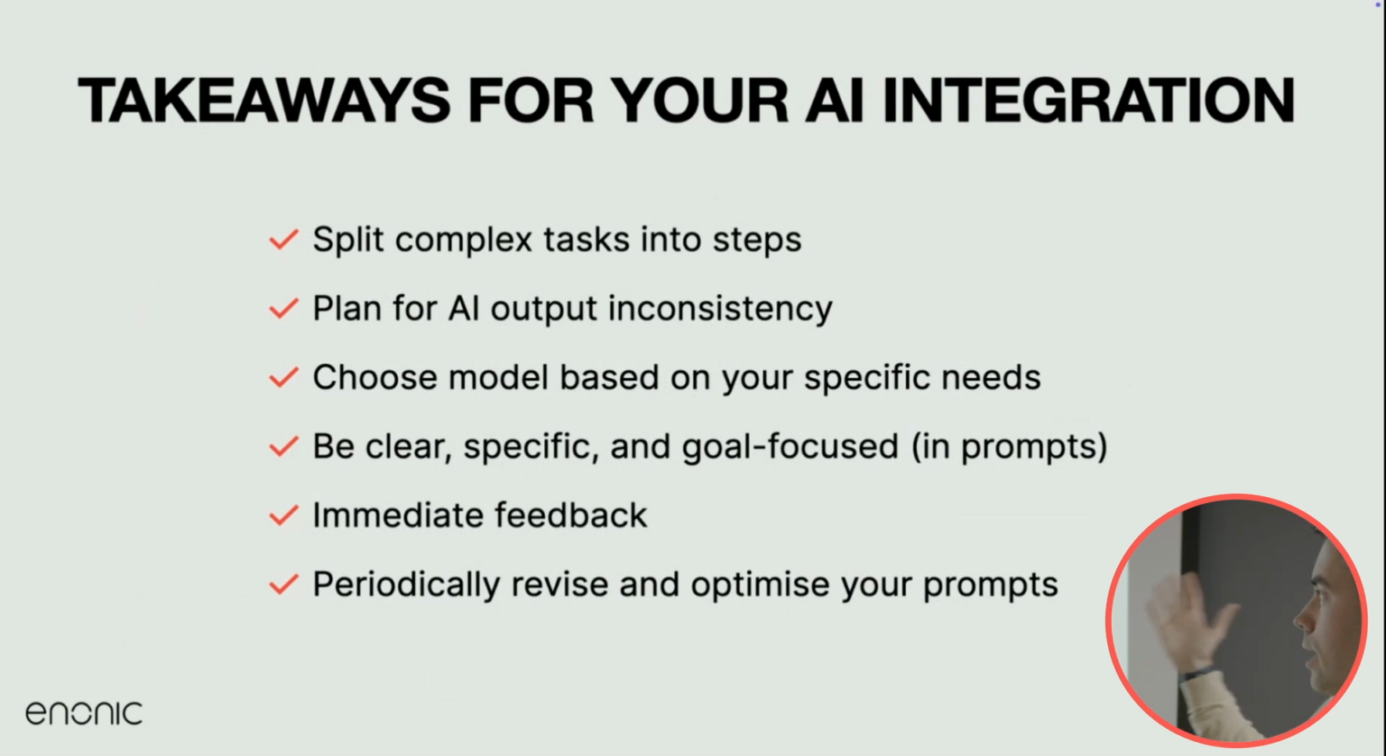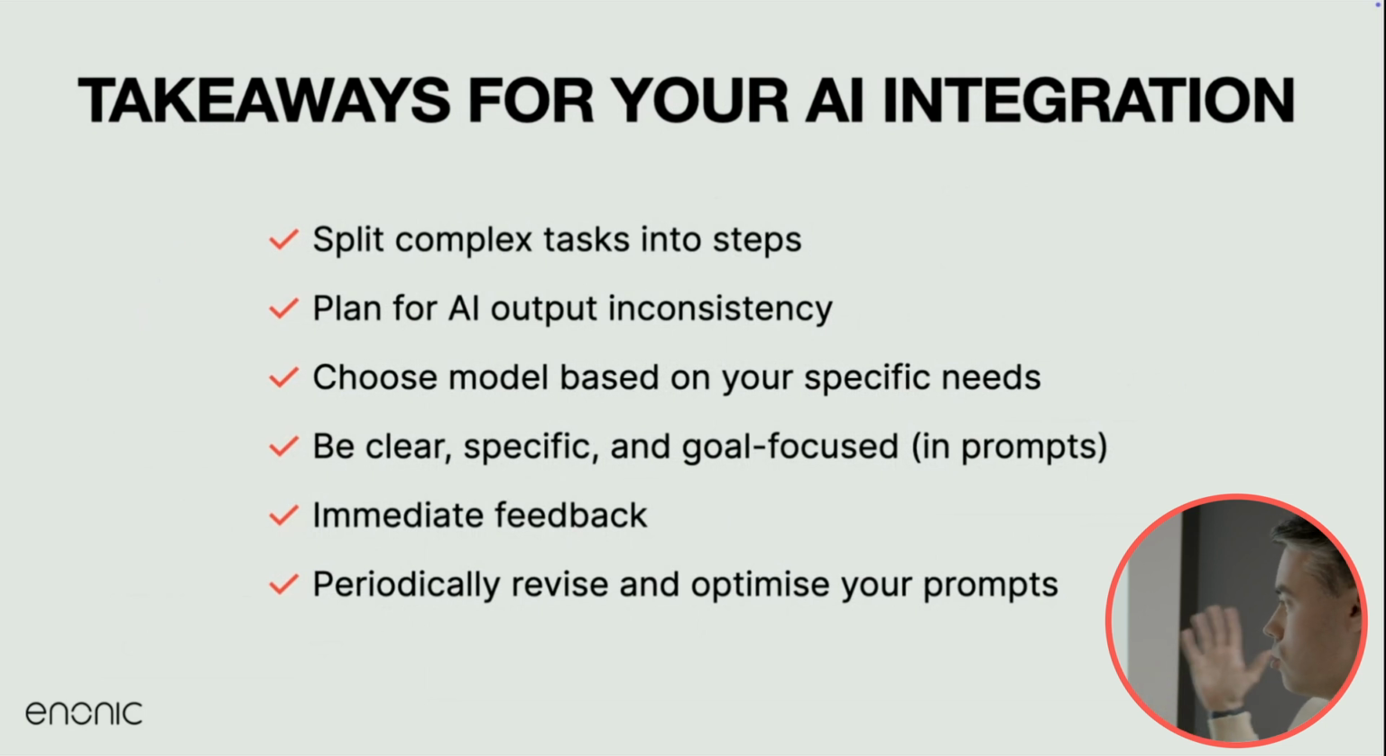The second is plan for AI output inconsistency. As I showed you, AI can generate in 99% of times a valid result, especially when you have structured outputs, but sometimes it might still outplay you. Then you may choose model based on your specific needs. You don't need the top model for all your tasks. Sometimes a smaller, faster model is just better for user experience, better for costs.